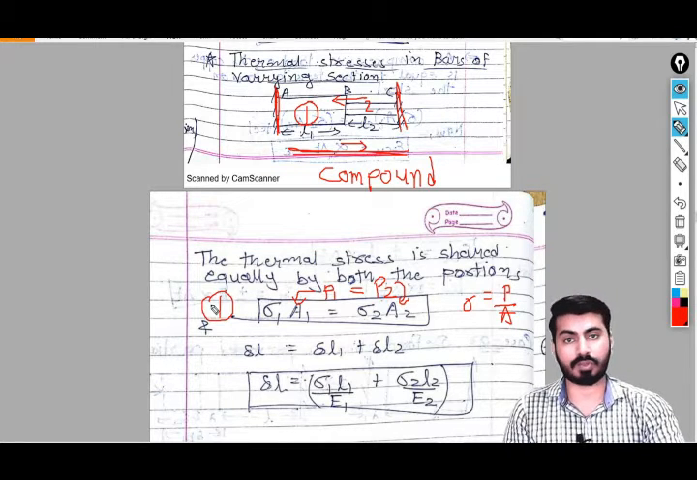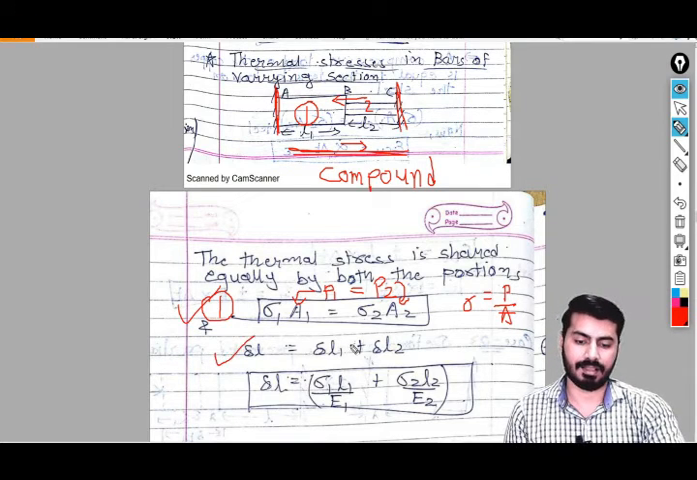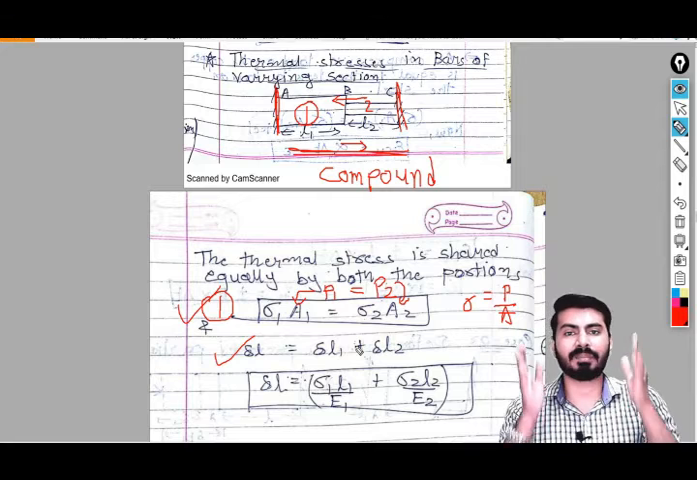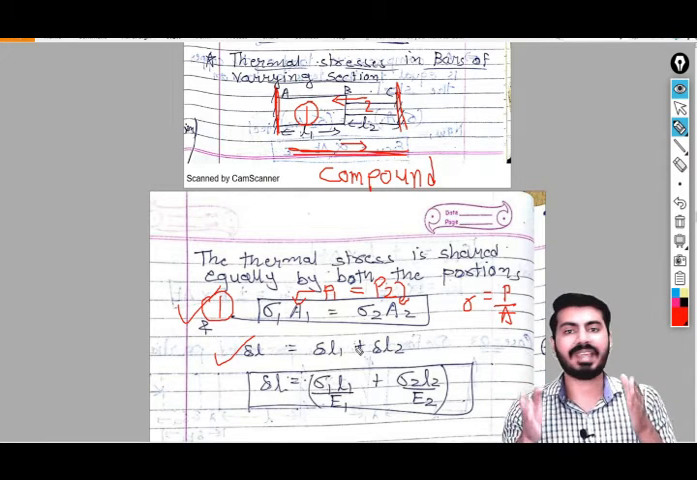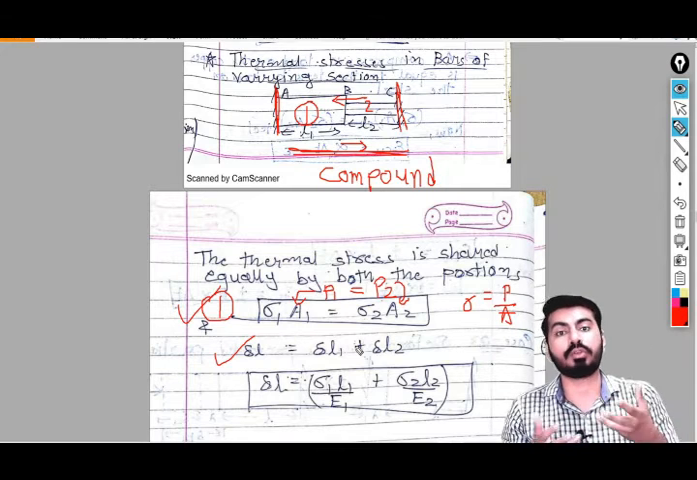The first step to solve this type of example is this one. Okay, the second step is delta L. Now as you can see, the bars are completely prevented, so there will not be any amount of the deformation, actual deformation. But what are we going to do in this case?